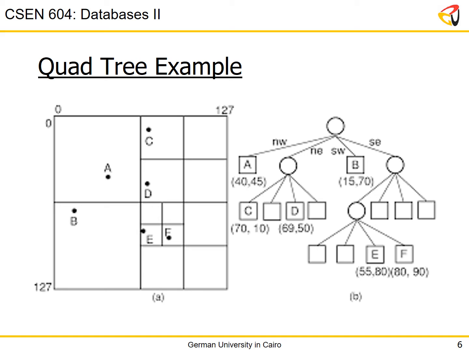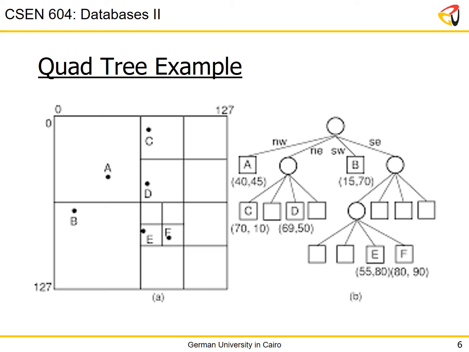Okay? And as you notice here, the B actually has no children. That's why it's a square. This is a data point, because we don't need to split further. But the southeast had to be split several times because of D and F, which I already described. So the quad tree is actually what is showing up here on the right of the slide.